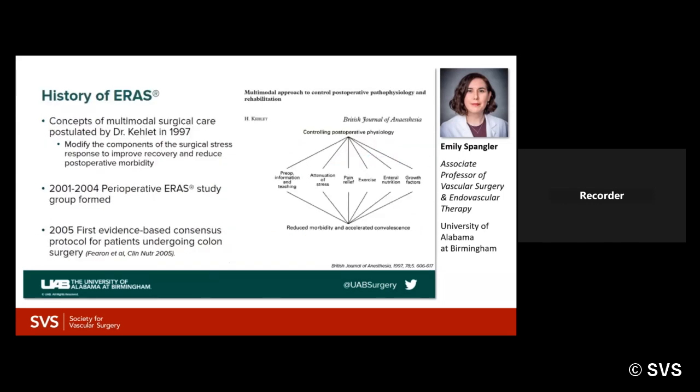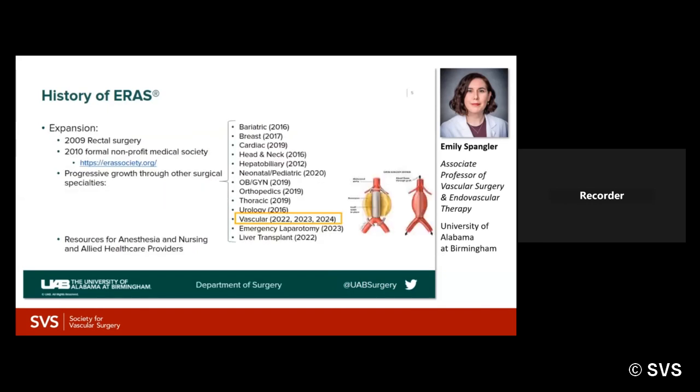The ERAS approach is rooted in concepts of multimodal surgical care postulated by Dr. Kellett in 1997. In his paper, he outlined a path of modifying the elements shown towards limiting physiological impact of surgery and reducing postoperative morbidity in colon surgery. Subsequently, a dedicated study group performed trials from 2001 to 2004 in Europe, and an evidence-based consensus protocol began to be disseminated in 2005. ERAS further expanded to other procedures in colorectal surgery and then beyond.